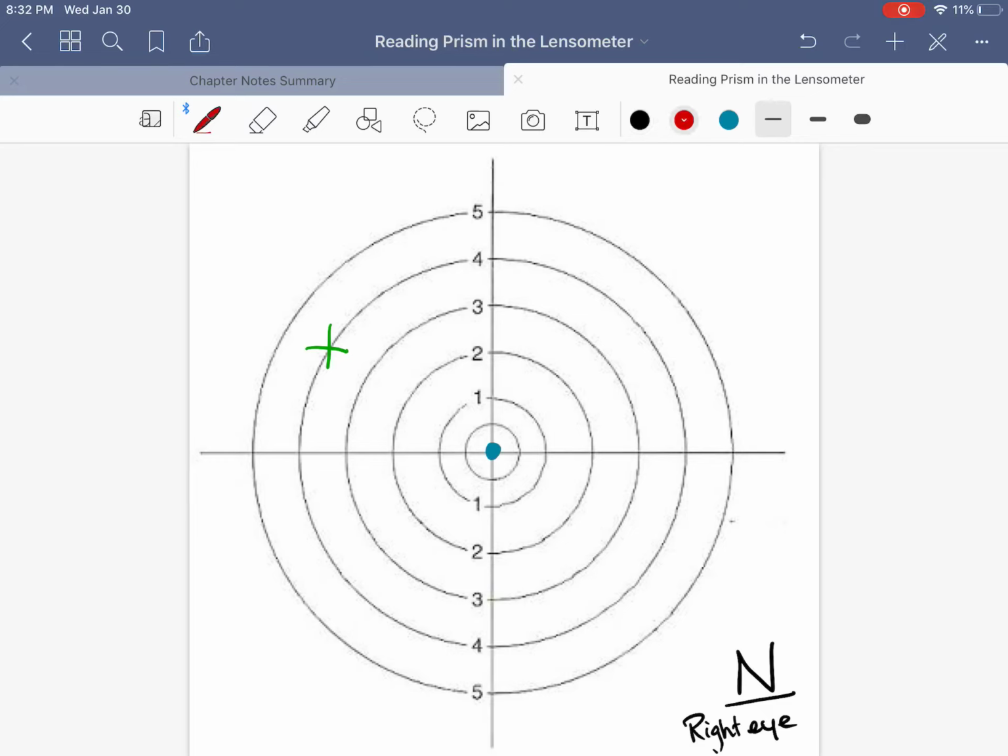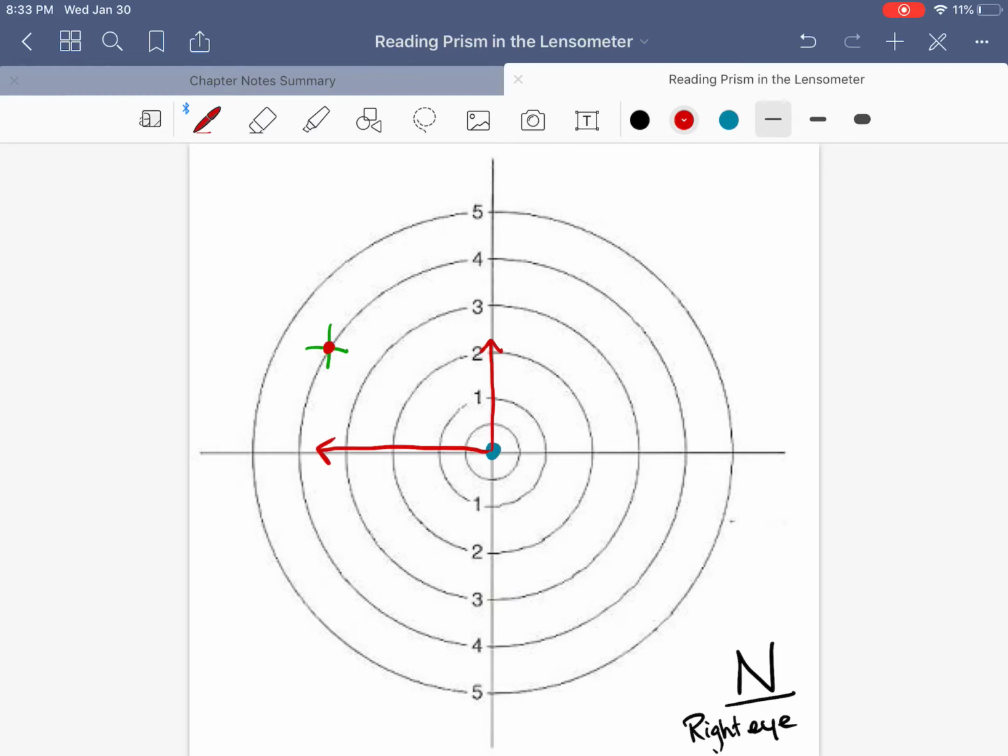So we need to reference where this point is. This is the base of the prism. So the base of the prism, we need to determine where it's at. We look at these two lines, this horizontal line and this vertical line, and we're going to use those to determine how far up from the 0 point we went and how far in or out we went.